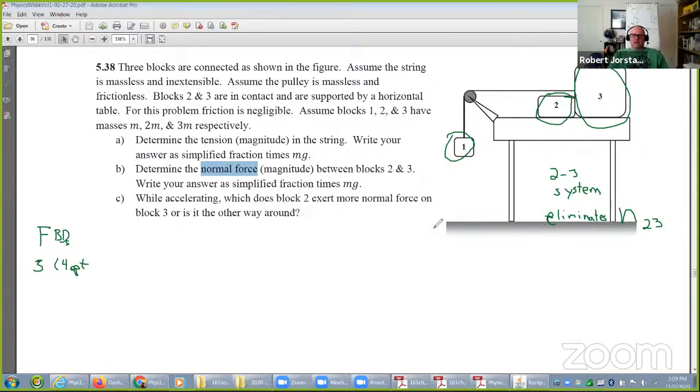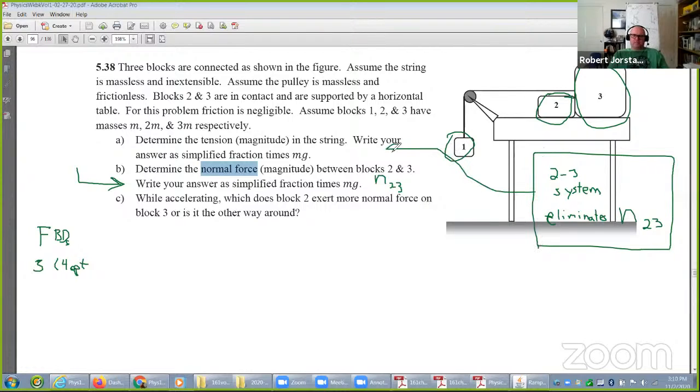So that would be, and notice, look at the questions we are asked. Part B says get N2, 3. So this system FBD, while not required, may actually make it easier to get part 1, right?